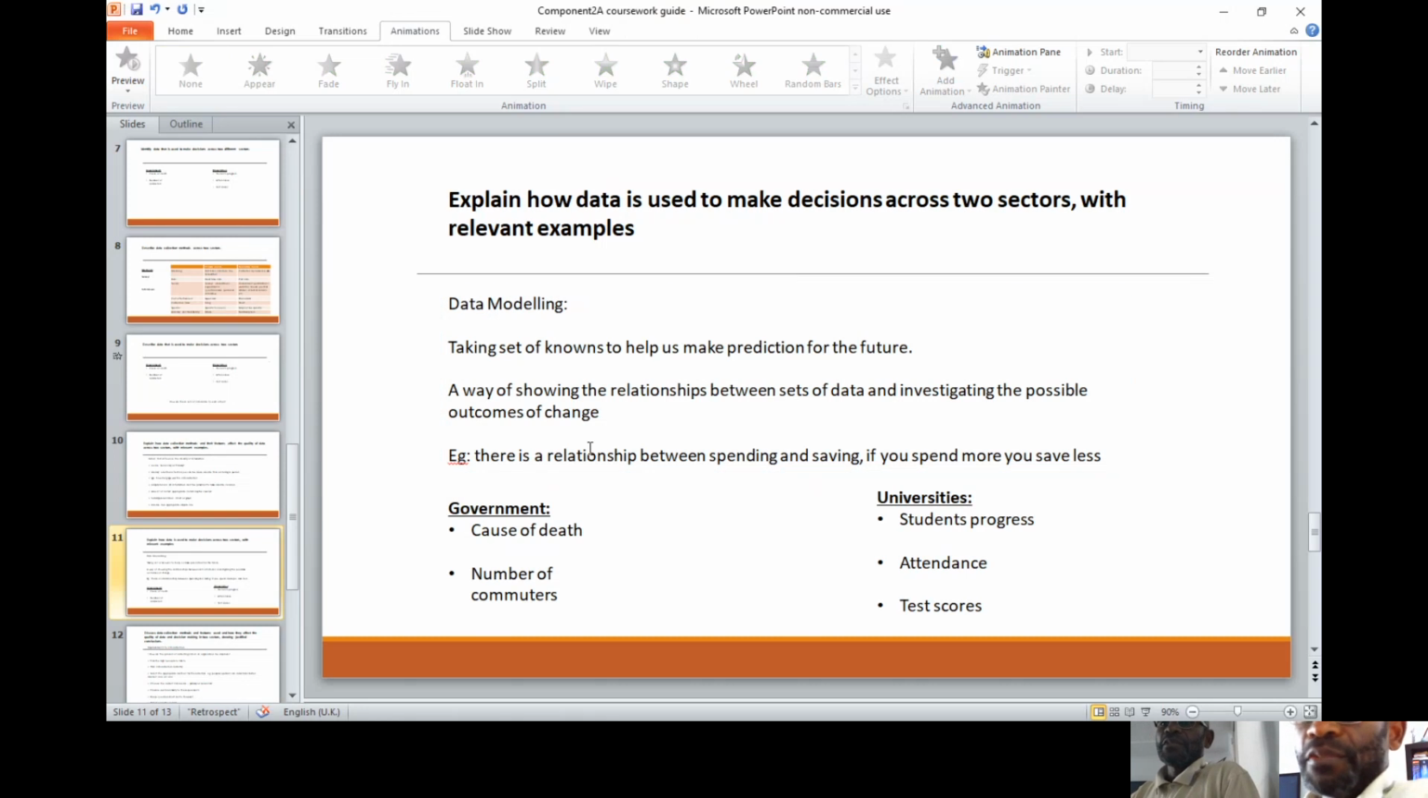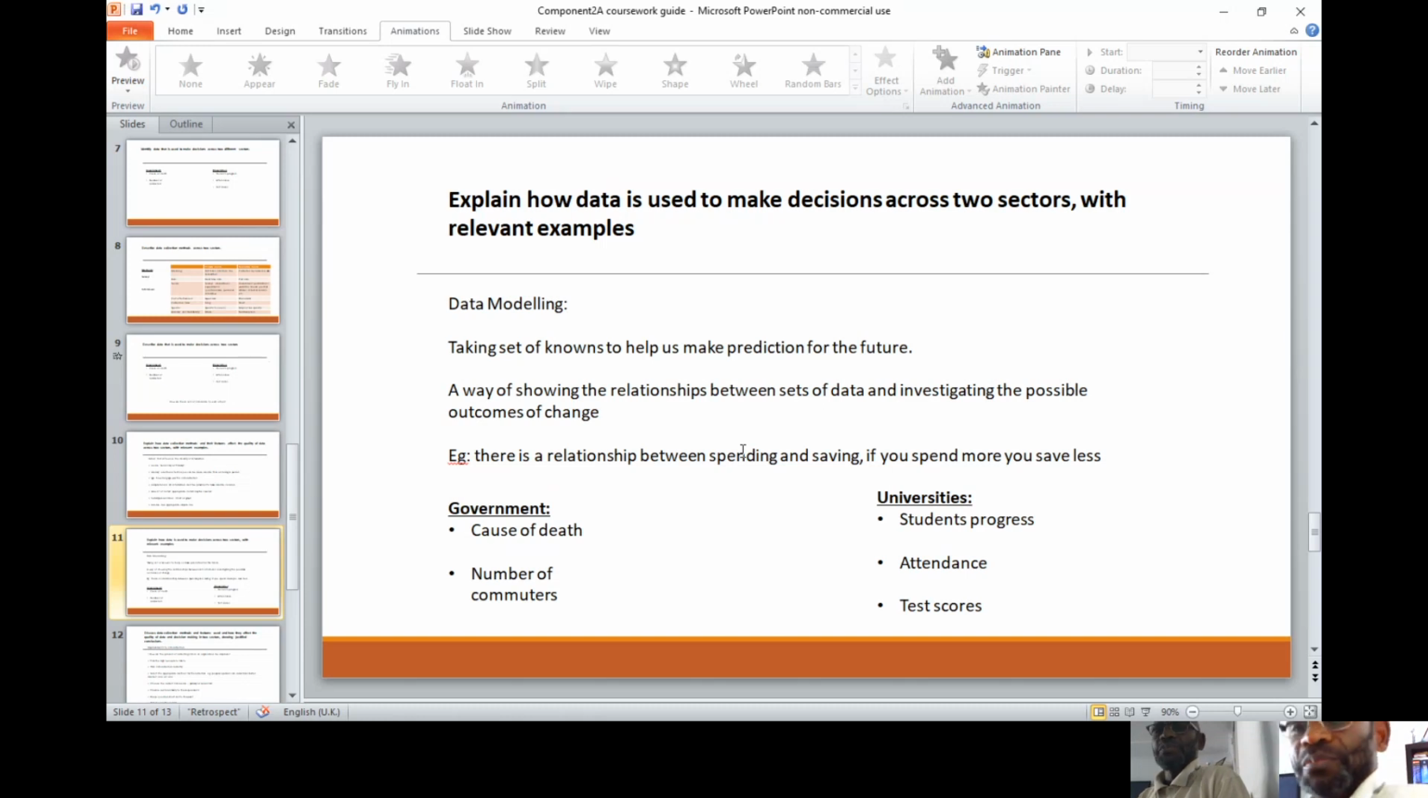It's taking a set of knowns to help us make predictions for the future. A data model is a way of showing relationships between sets of data and investigating the possible outcomes of change. For example, there is a relationship between spending and saving. If you spend more, you save less.